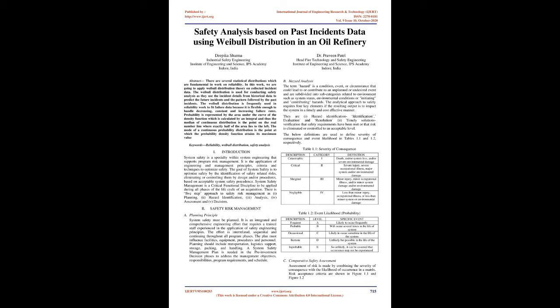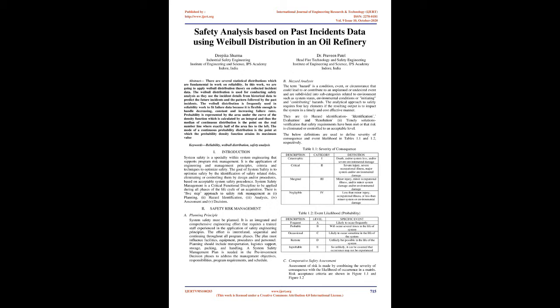The Weibull distribution is frequently used in reliability work to fit failure data because it is flexible enough to handle decreasing, constant and increasing failure rates. Probability is represented by the area under the curve of the density function, which is calculated by an integral, and thus the median of a continuous distribution is the point on the real number line where exactly half of the area lies to the left. The mode of a continuous probability distribution is the point at which the probability density function attains its maximum value. Keywords: reliability, Weibull distribution, safety analysis.